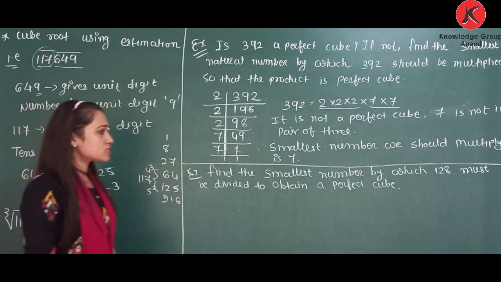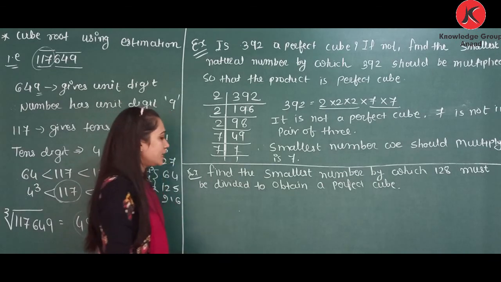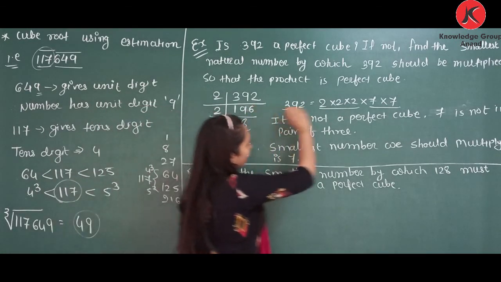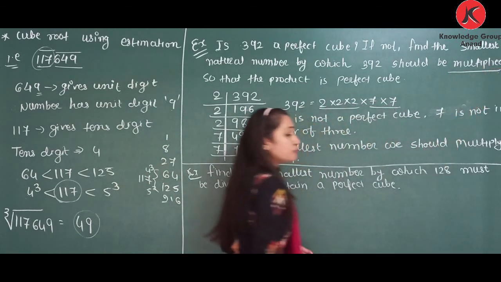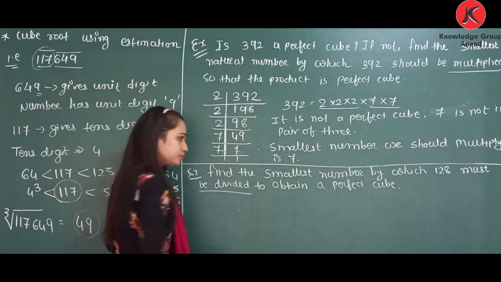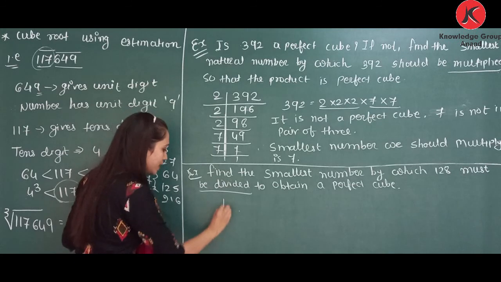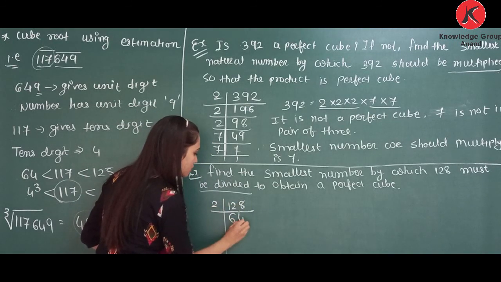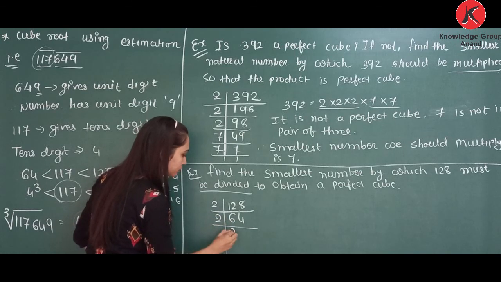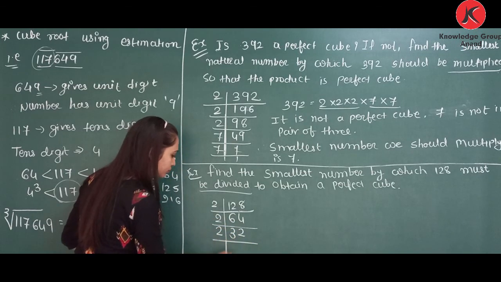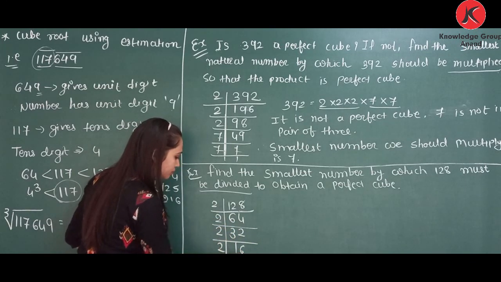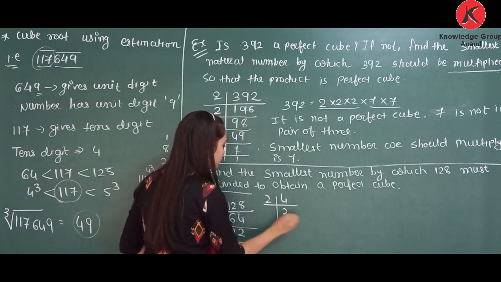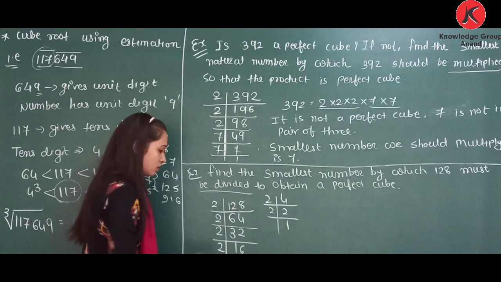Next one: find the smallest number by which 128 must be divided. So here, the earlier question was about multiplying; now we need to find which number we should divide by. For that, again we need to find the factors. 128, 64, 32, 16, 8, 4.